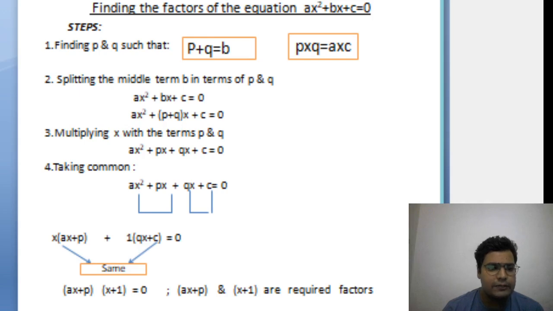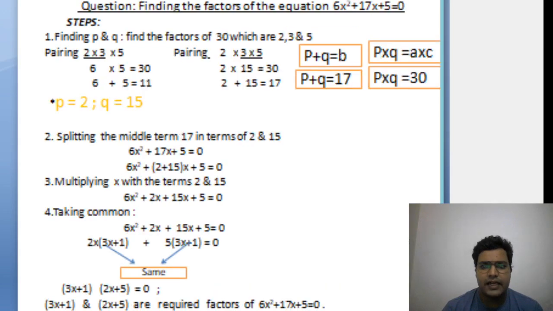Taking common Ax plus P, we are left with x plus 1 in the equation. So now we have two brackets, Ax plus P and the second bracket x plus 1. So Ax plus P and x plus 1 are the required factors of the given polynomial equation ax square plus bx plus c equals to 0. Means these two are the factors of the given polynomial equation. So these are the steps through which we can find out the factors of a given polynomial equation.